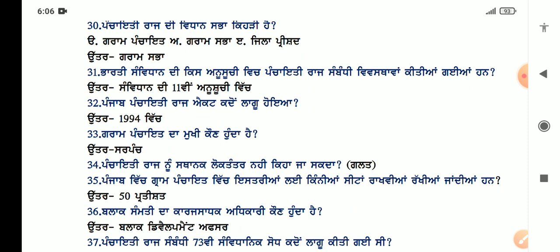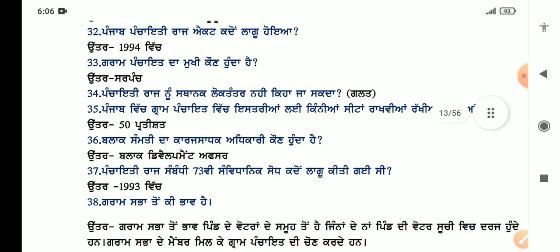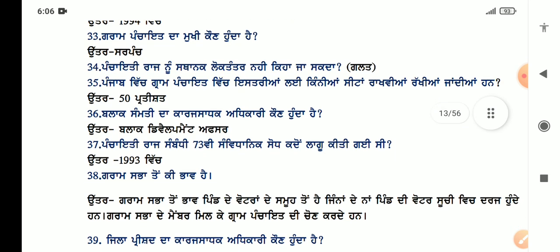In which schedule has the Panchayati Raj system been included in the Constitution? It has been included in 11th schedule. When was Punjab Panchayati Raj Act implemented? It was implemented in 1994. Who is the chairman of Gram Panchayat? Sarpanch. Panchayati Raj is not known as local self-government. Wrong. It is known as local self-government.